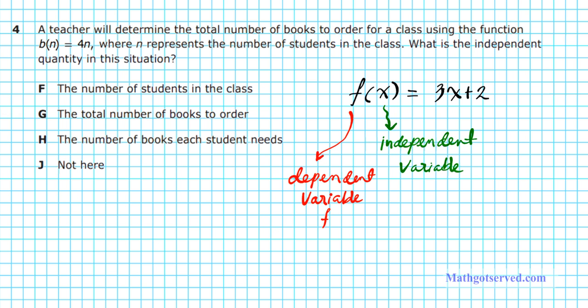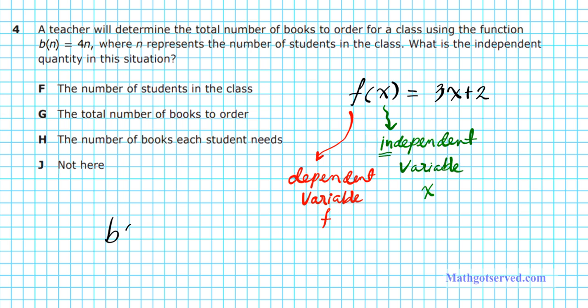So this is our f is dependent, our independent is x. So that's basically what the function notation is. What this function notation is telling us is that f has to take in the independent variable x in order to generate its definition. Okay? So the notation in and of itself is a giveaway.